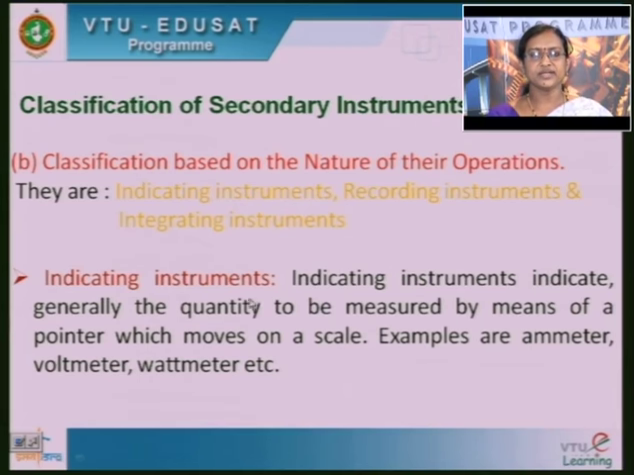What are these indicating instruments? Indicating instruments generally indicate the quantity to be measured by means of a pointer which moves on a scale. Examples of this are the ammeter, voltmeter, wattmeter, etc. These are the indicating instruments.